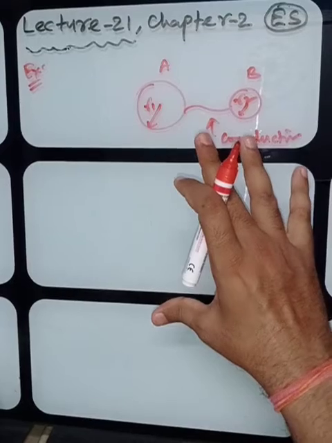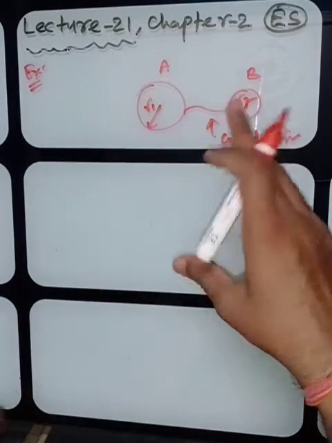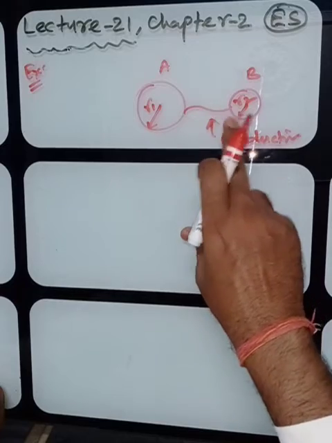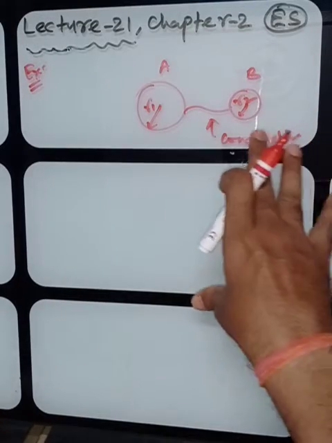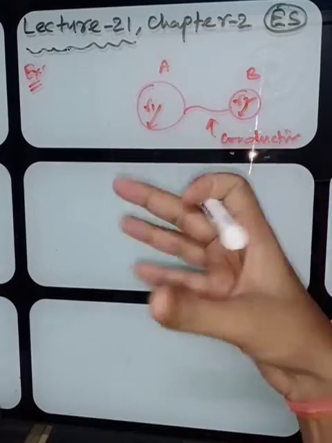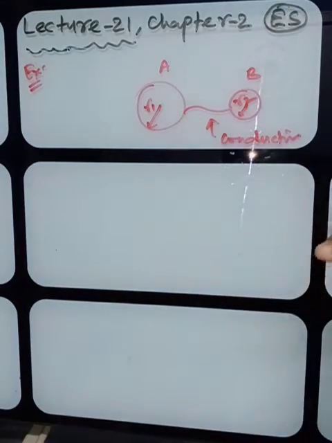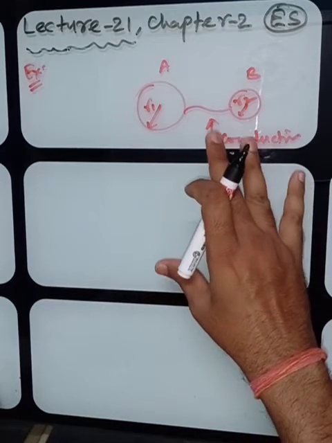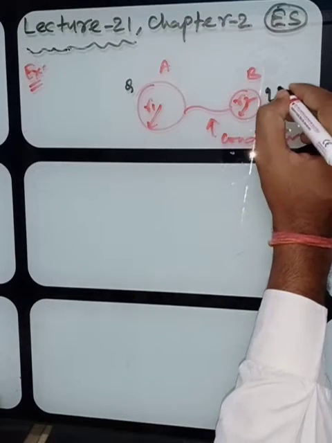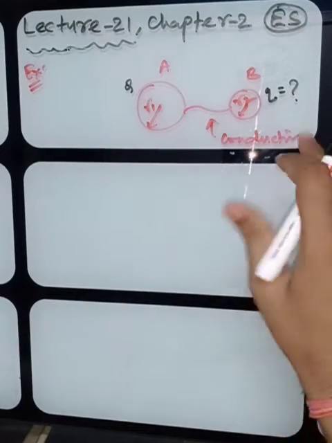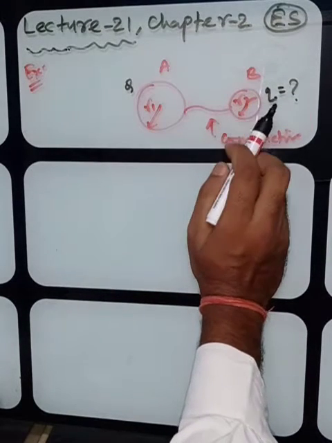Now student, if I ask which shell has the higher potential, you can say easily, if it is not connected with the conductor, the shell having the smaller radius will have the higher potential. There are a number of factors that affect the potential, but here we will discuss them one by one. Here we have to correlate with the charge. Suppose the charge given on this conductor is Q, and you have to find the charge on this particular sphere. The given quantities are the charge on this shell, the radius of this shell, and the radius of this shell. You have to find the charge on this shell.